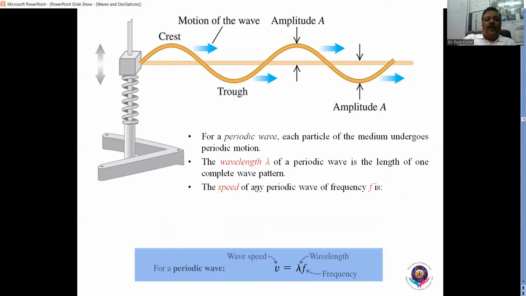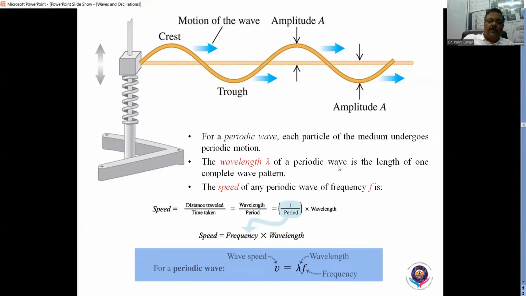These are some quantities that you ought to know. The point of maximum displacement is called the crest, and the point of minimum displacement is called the trough. The magnitude of the maximum or the minimum displacement is called the amplitude. The distance between two consecutive crests or troughs is known as the wavelength, and the speed of any periodic wave of frequency f is defined as v = λf. Lambda is the wavelength, f is the frequency, v is the velocity of the wave. This is the formula.